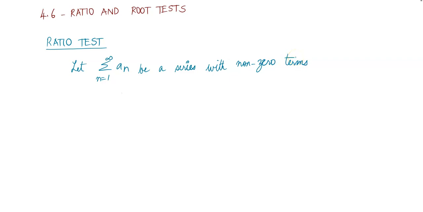So let summation n = 1 to infinity of a_n be a series with non-zero terms. Let rho be equal to the limit as n approaches infinity of the absolute value of a_(n+1) over a_n. Now this symbol you see here is a Greek letter, and it's pronounced rho, R-H-O.